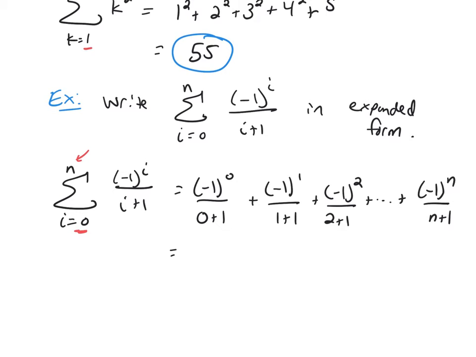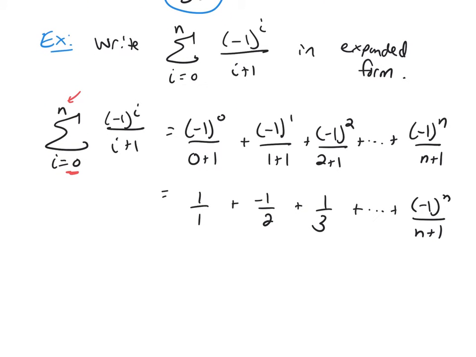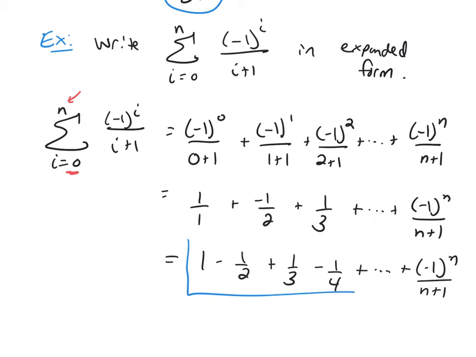If you simplify this, this would be 1 over 1 plus negative 1 over 2 plus 1 over 3. If you want to, you could simplify that first one further. It's just 1 minus a half plus 1/3. The next term is going to be alternating, right? Flipping sign back and forth. So the next one would be minus 1/4 and so on until you end at negative 1 to the n over n plus 1. So that would be my summation written out in expanded form.